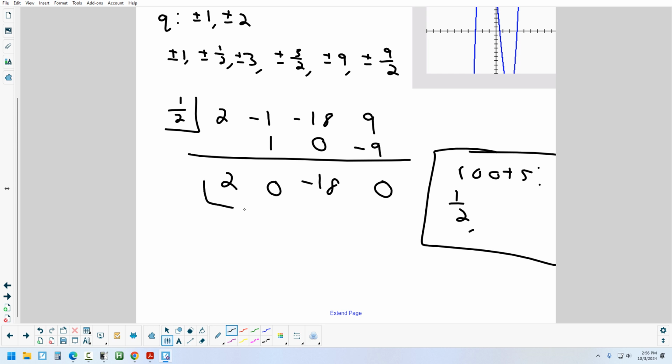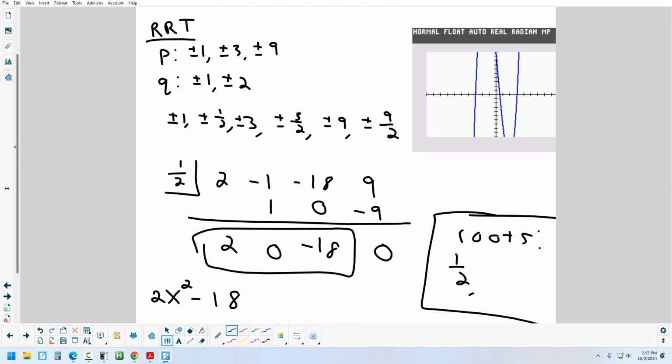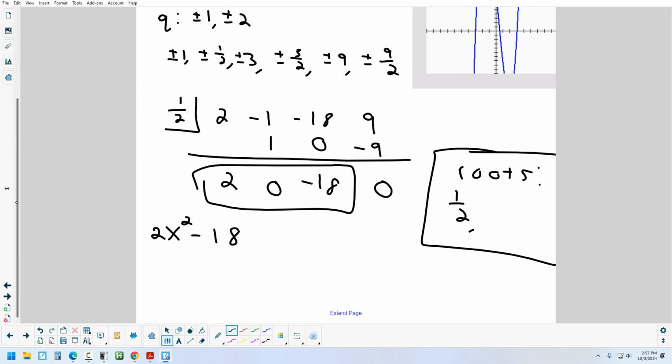Now, you're going to focus on the quotient, but that's going to be easier to work with because the exponent now is only going to be a 2. So we have 2x squared plus, we don't even need to write plus 0x because it doesn't do anything, minus 18. So now, you've factored out one of the factors. Now let's find the roots of this. Set it equal to 0.